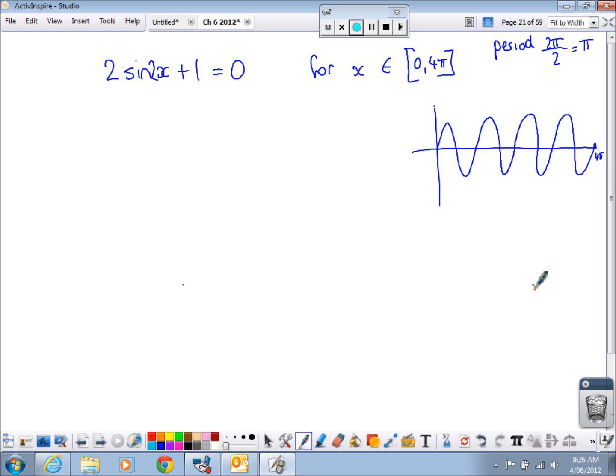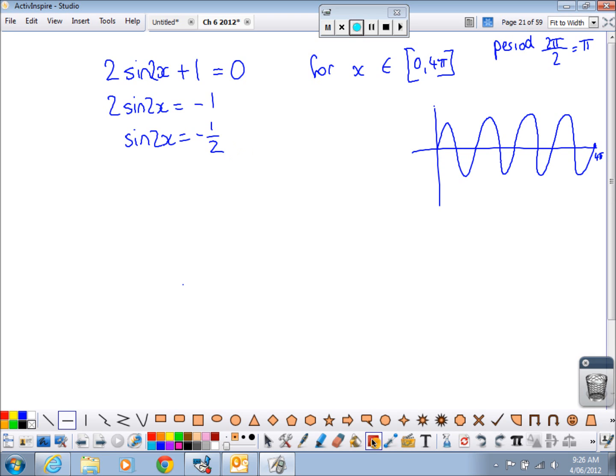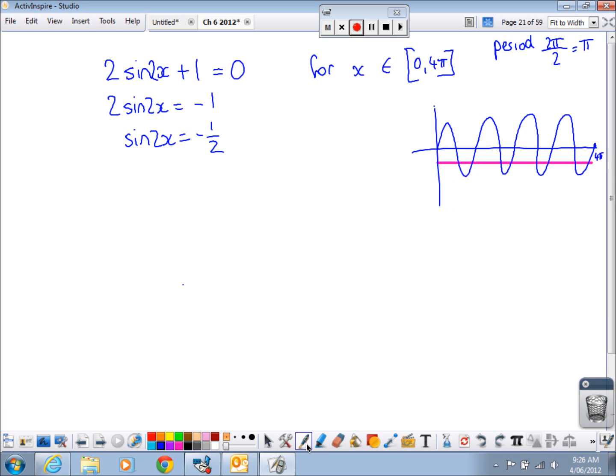So lots of solutions here, so lots of chance to practice all your skills. Now let's undo the equation. So we know 2 sine 2x equals minus 1 and sine 2x equals minus 1/2. So that's the line that we're intersecting with. Minus 1/2 is down here. So we can see that there are going to be 8 solutions. 2, 4, 6, 8.